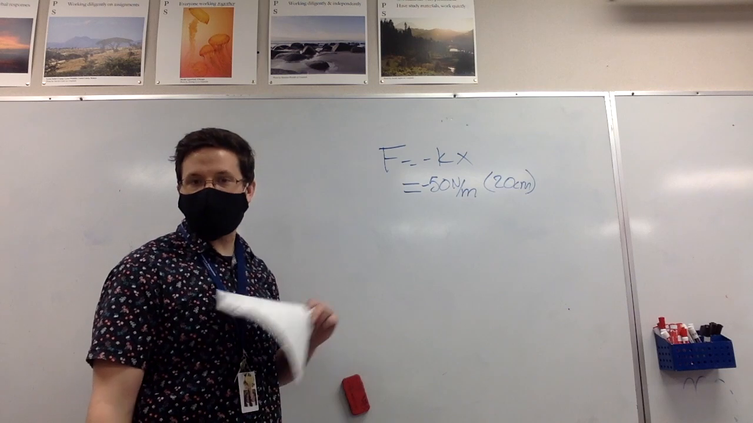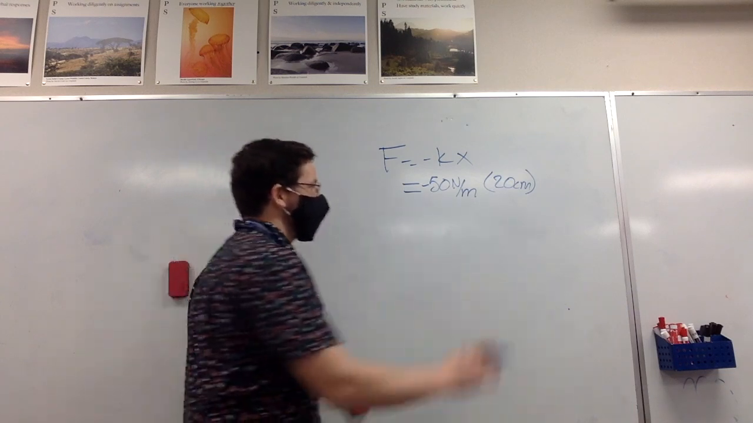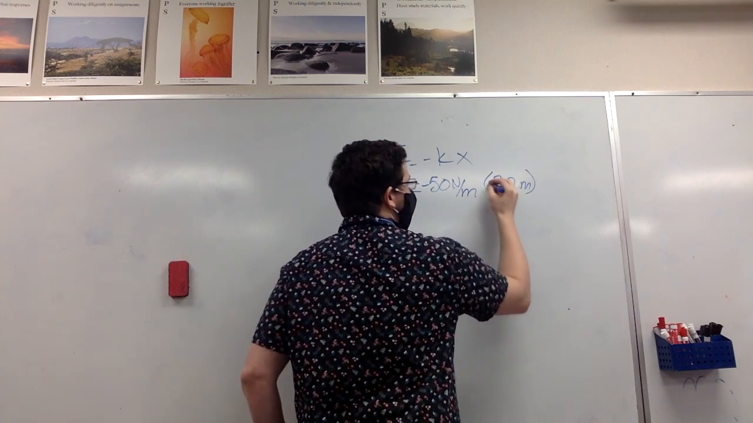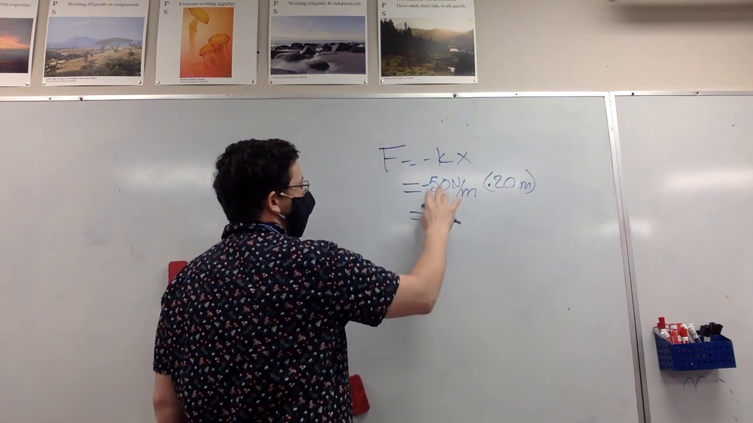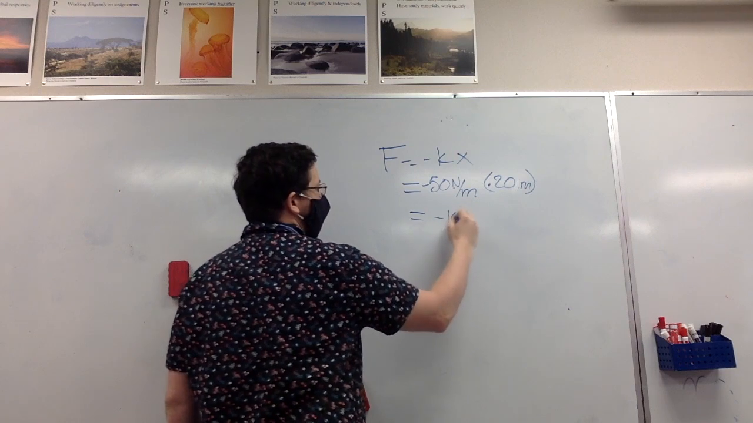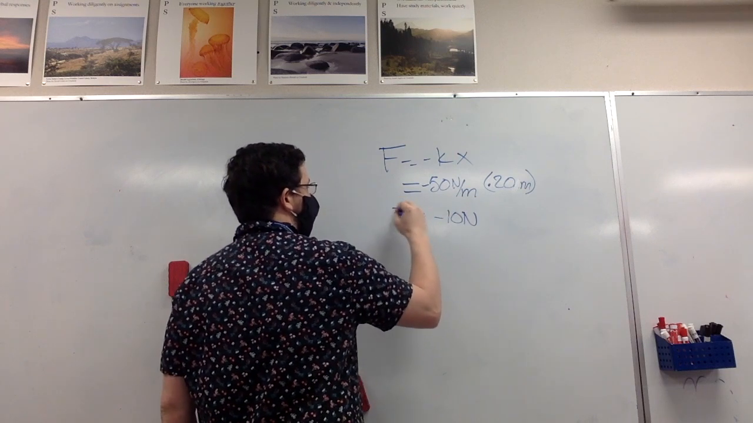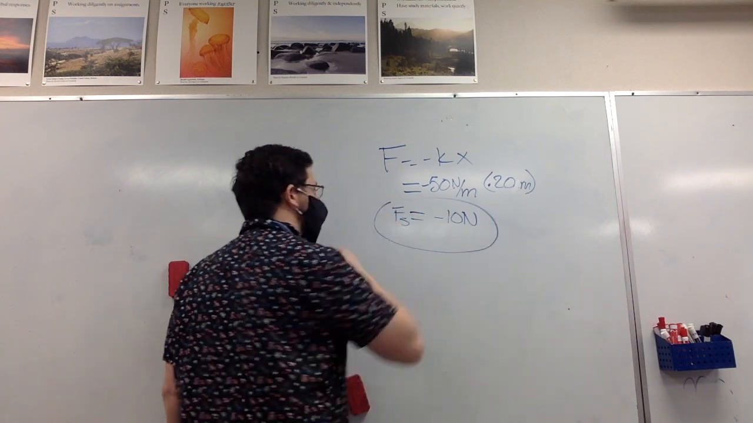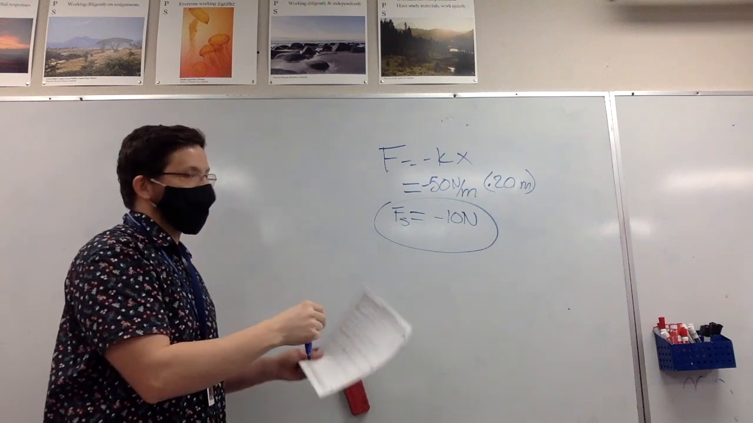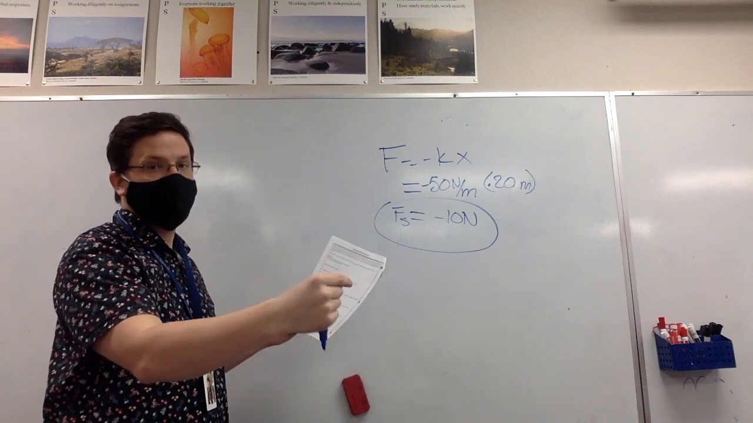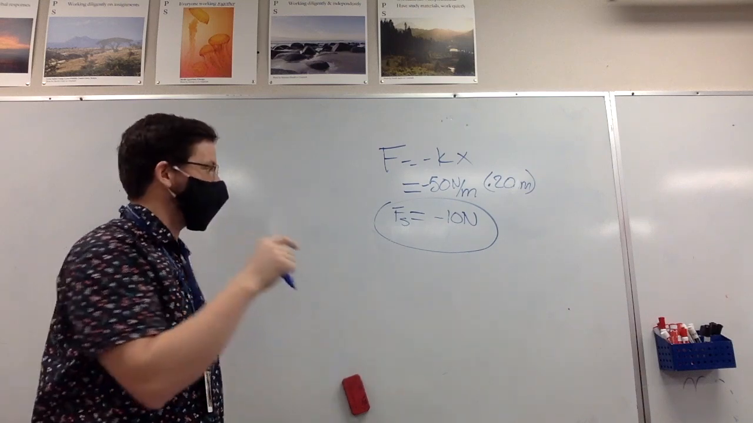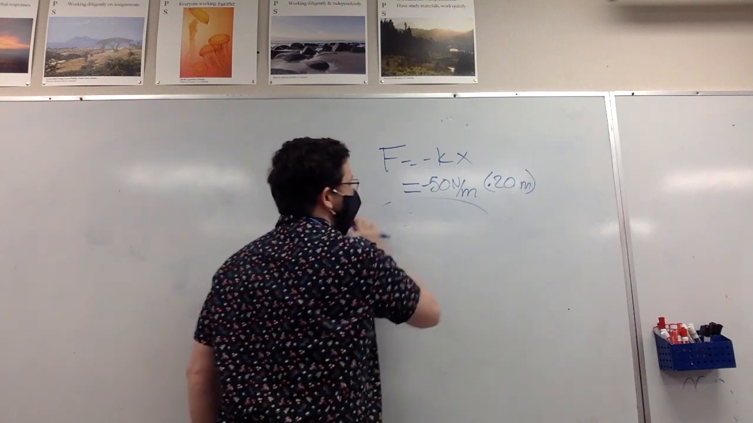Well, it's negative. Nope, not the negative. Oh, the centimeters. Got to make sure I change that to meters, right? So this would be 0.2 meters. And then this would end up giving negative 10 newtons. The force of the spring would be negative 10 newtons in this case. So basically, if I stretch it to 20 centimeters or 0.2 meters, and then let go, it's going to have a force accelerating it in that direction.